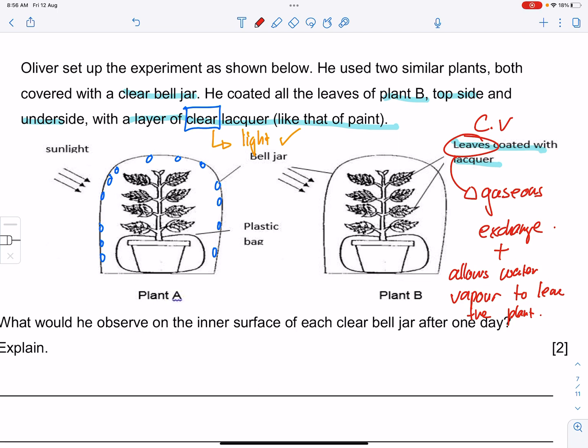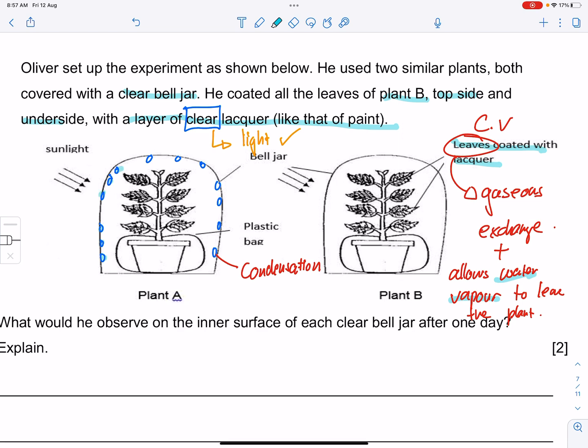Remember? So if there's tiny droplets on this particular plant A, the jar of it, underside, that means condensation must have happened. So remember, in order for condensation to happen, there must have been a source of water vapor. And this is where your source of water vapor comes from, the plant. So this warmer water vapor will touch the cooler surface of your bell jar and lose heat to it and condense into tiny water droplets. That is why you will observe these water droplets over here.